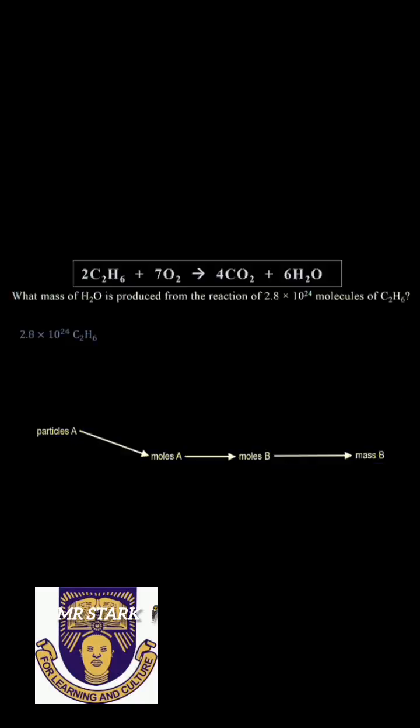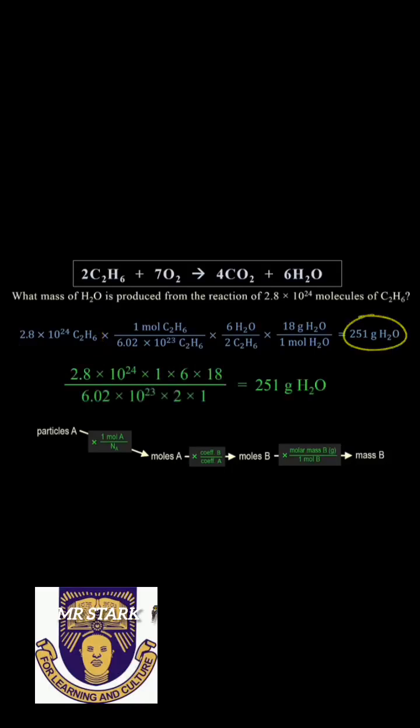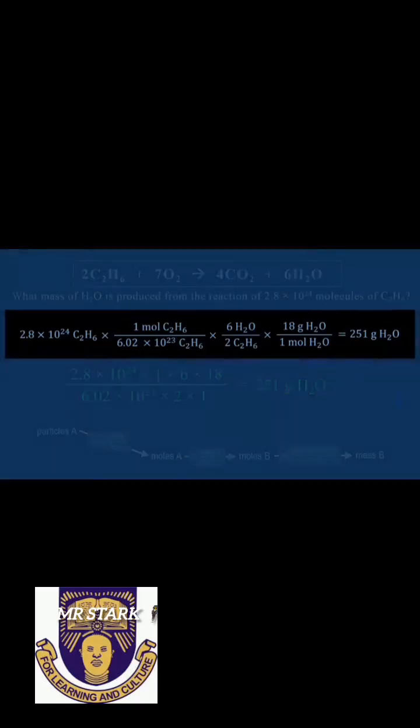Using the last equation, the combustion of C2H6, let's use the map to find the mass of water produced from a given amount of particles, in this case molecules of C2H6. The map gives us the path from particles to mass. We first convert molecules to moles of C2H6, then to moles of water, then to mass of water. Reacting 2.8 times 10 to the 24 C2H6 molecules produces 251 grams of water. So that is basic stoichiometry.